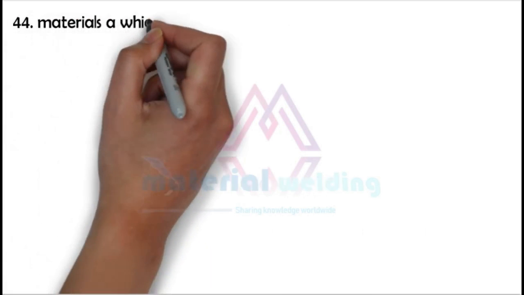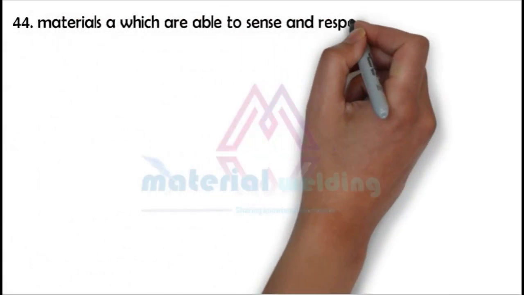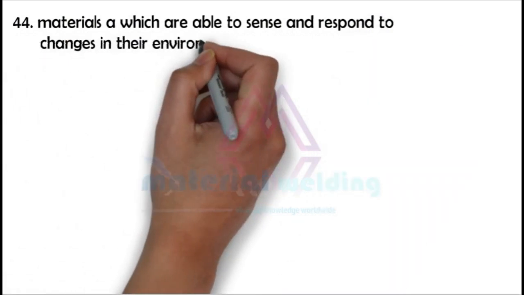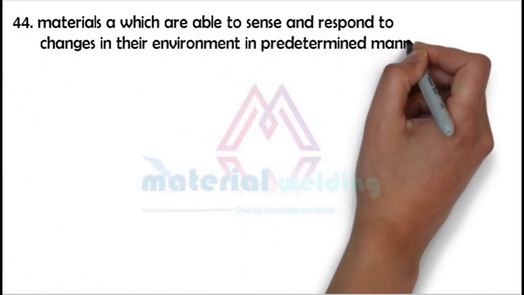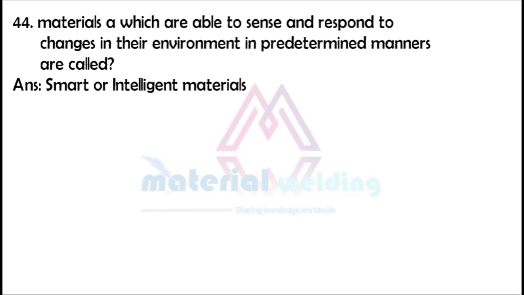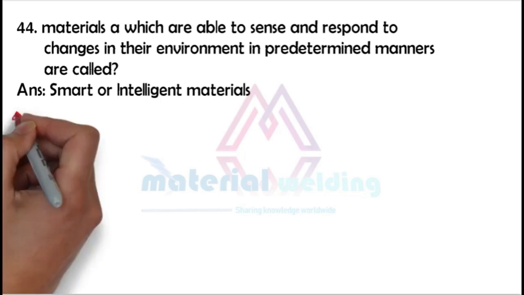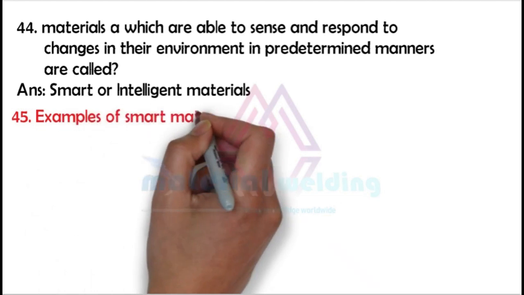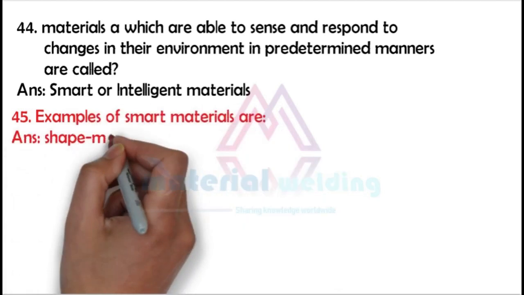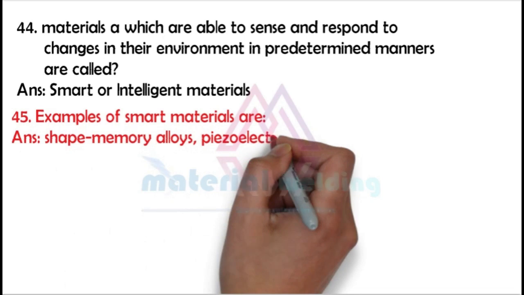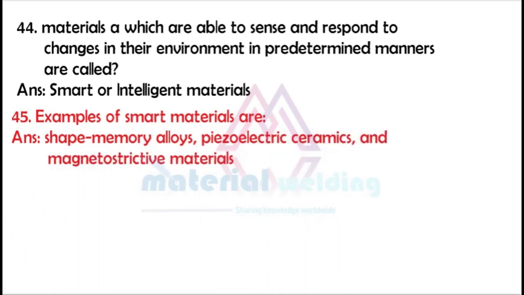Next, materials which are able to sense and respond to changes in their environment in predetermined manners are called smart or intelligent materials. Examples of smart materials are shape memory alloys, piezoelectric ceramics and magnetostrictive materials.